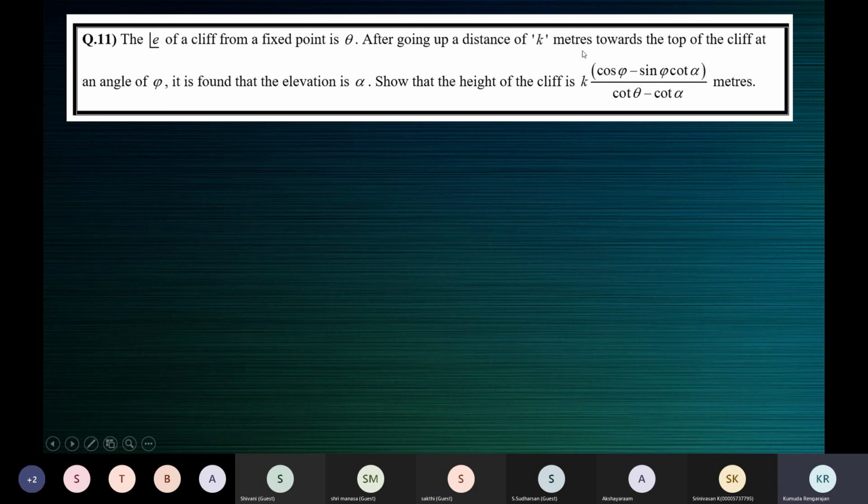After going up a distance of k meters, like 1000 meters, towards the top of the cliff at an angle of phi, it is found that the elevation is alpha. I'll use the same numbers as in the earlier question. The angle of elevation of a cliff from a fixed point is 45 degrees. After going up a distance of 1000 meters towards the top of the cliff at an angle of 30 degrees, it is found that the elevation is 60 degrees. Show that the height of the cliff is k into cos phi minus sin phi cot alpha by cot theta minus cot alpha meters.